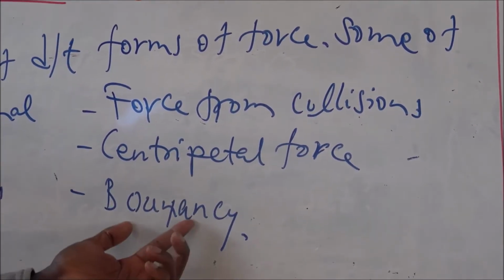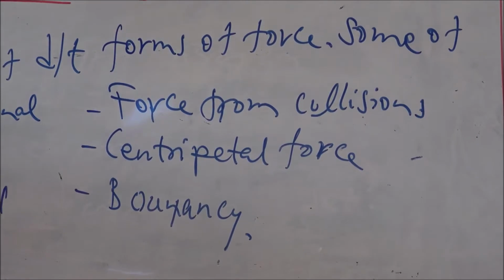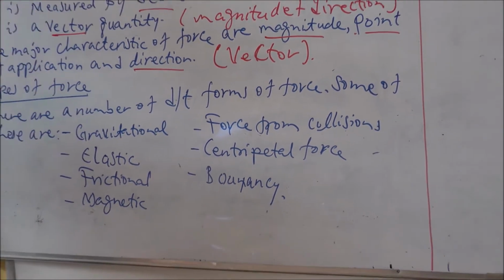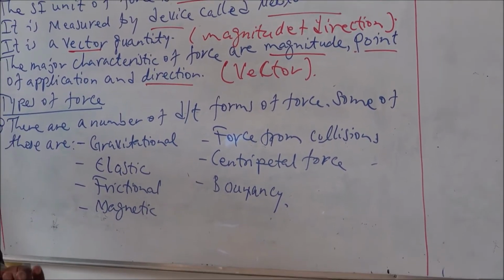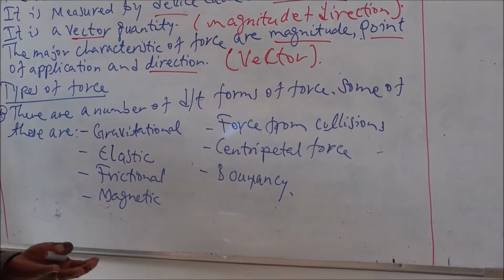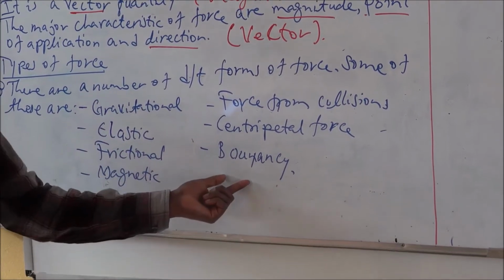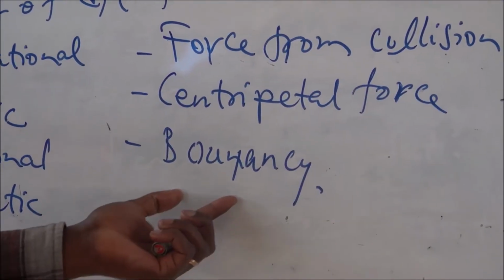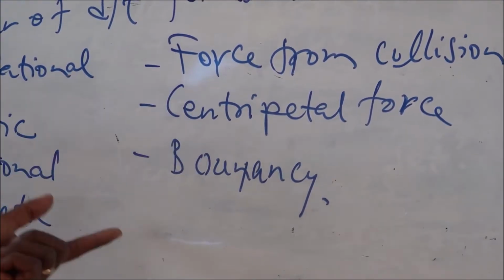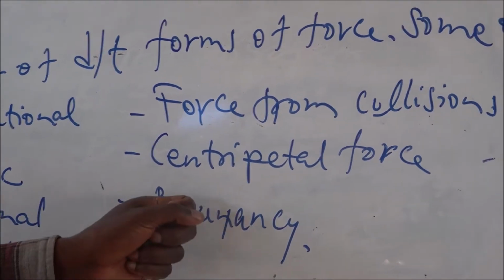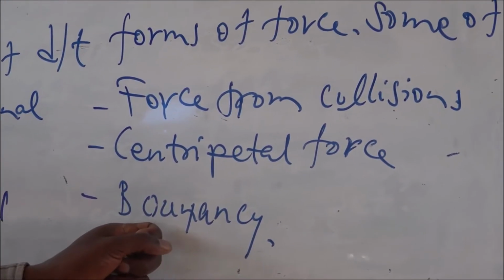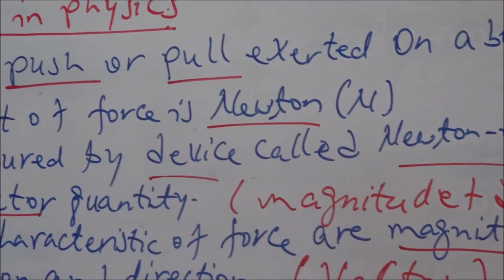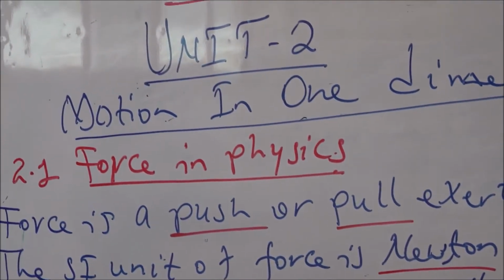Buoyancy force: for example, if you throw a body on water, the water applies what type of force on that body? Buoyancy force. A body can float on water because the water or liquid applies a force on that body. That type of force is what we call buoyancy force. These types of force you will see in detail in high school. Therefore, these are the types or forms of force in physics at this class level.